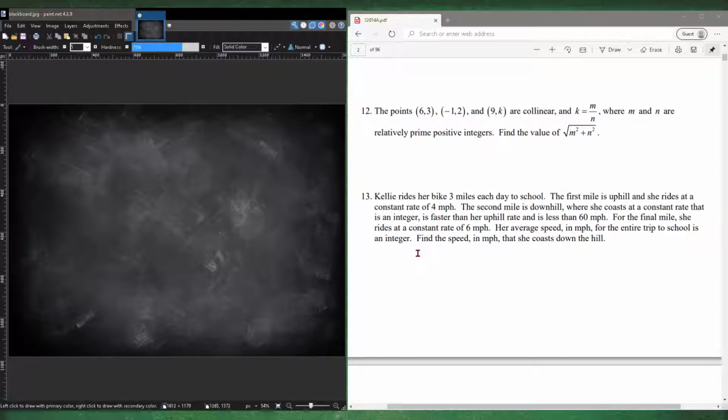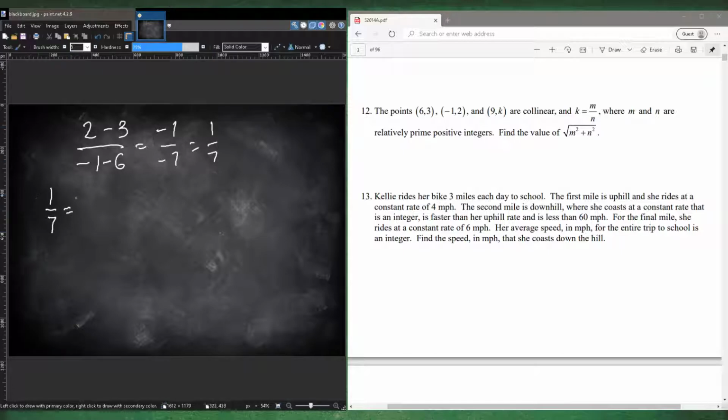Number 12. The points (6, 3), (-1, 2), and (9, k) are collinear, and k is equal to m over n. Find the value of the square root of m squared plus n squared. Okay, so first we need to find the slope. So 2 minus 3 over negative 1 minus 6. So that's negative 1 over negative 7. So our slope is 1/7, using the first 2 points.